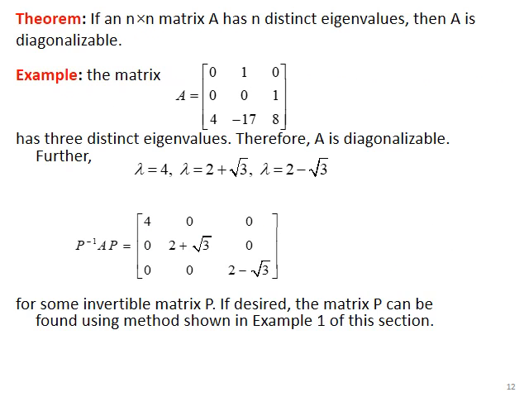Now, let's describe a theorem related to diagonalizability. If an n by n matrix A has n distinct eigenvalues, then A is diagonalizable, because we have 3 eigenvectors. See this matrix? When we solve it to find eigenvalues and eigenvectors, we got these values.